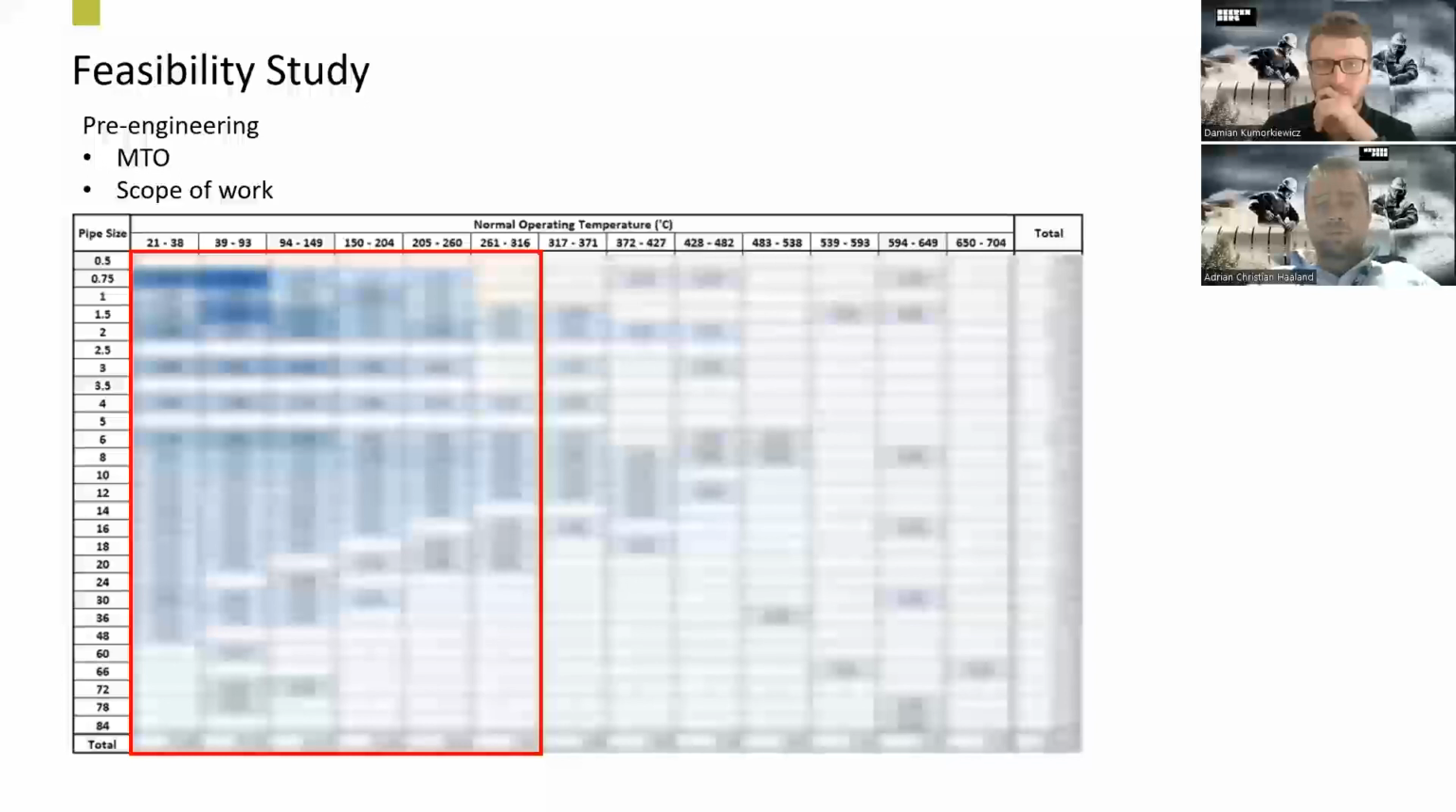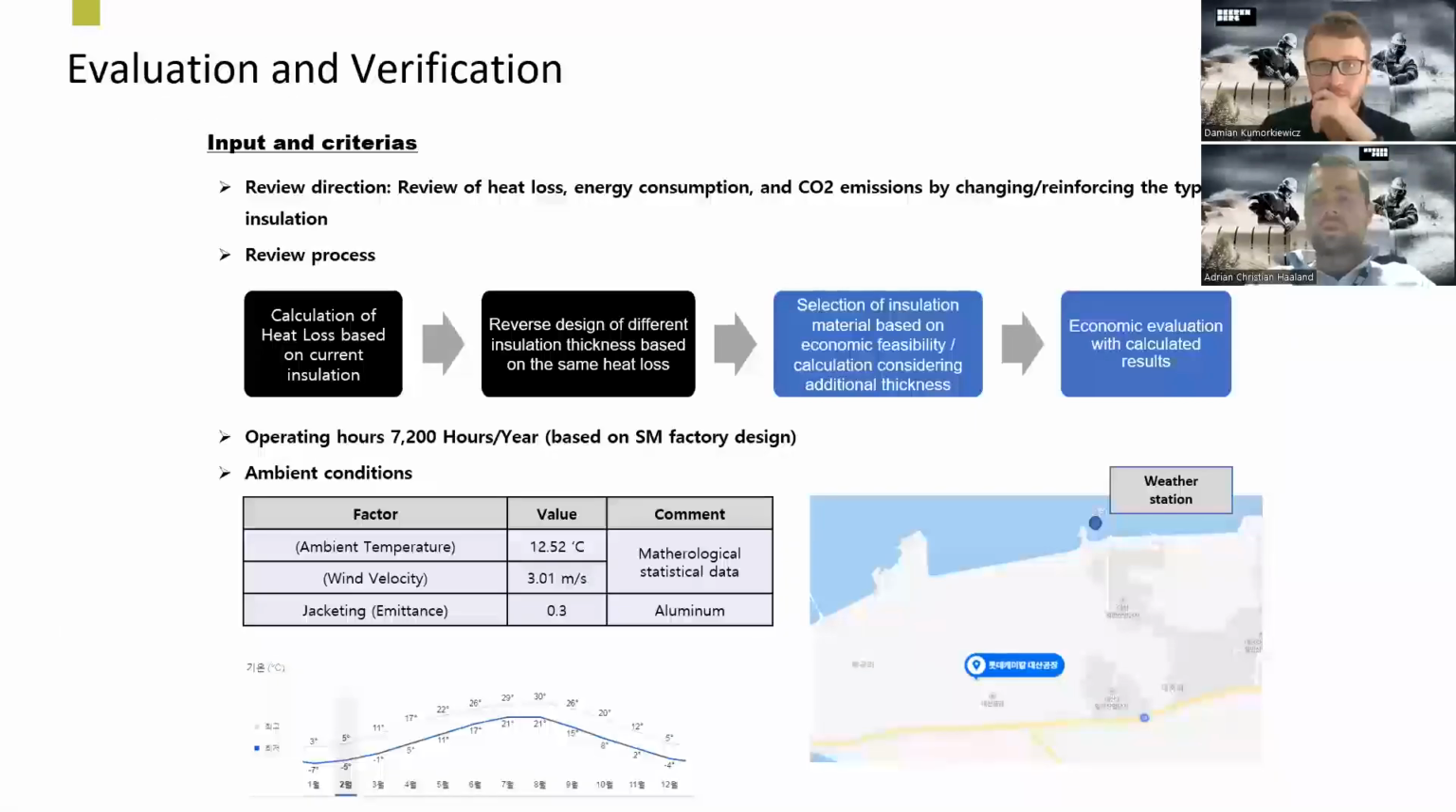When we'd done this, we established the MTO for the project, the pipelines, the temperatures, the quantities, and we started calculating. So we started the calculation that we showed earlier today, and we calculated different materials, different thicknesses, factoring in heat loss and climatic data as well.